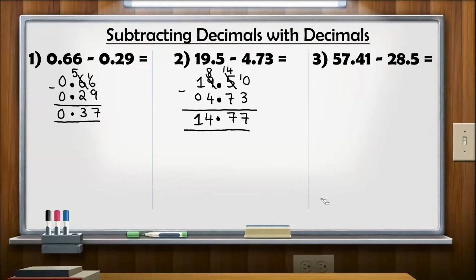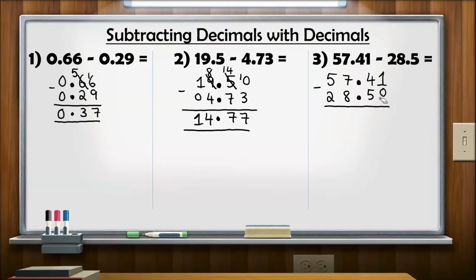So as I have done so for my previous 2 examples, I'm going to make sure that my decimal points line up and the numbers are in the correct place value positions. So I will draw my decimal point. I've got 57.41. My decimal point again, I've got 28.5. As you can see, again, we have a space here. And as I did previously, I will use a placeholder to fill in this gap. Now that the question is set up, we can go ahead and answer the question.